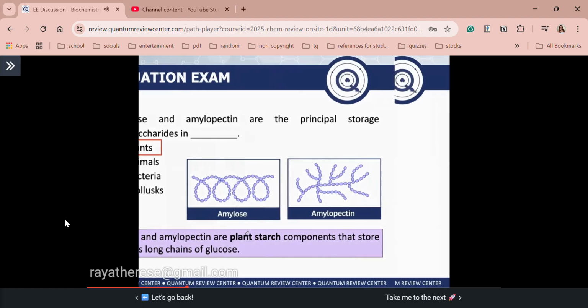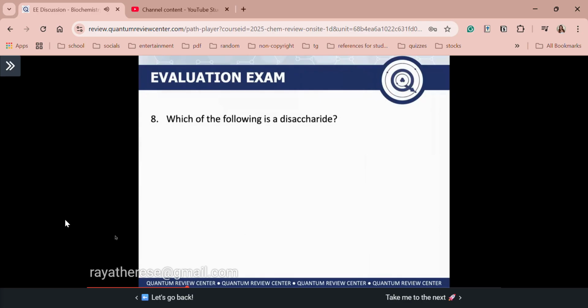All right, so class, here is our next item. Which of the following is a disaccharide? So class, here are the choices. A, amylose, B, fucose, C, cellobiose, or D, mannose. Also, from our previous item, amylose is a polysaccharide. Yes, so this is not our answer, right? And class, remember, in our discussion in crash course, mannose is actually an aldohexose, right? So mannose is epimeric with your glucose.